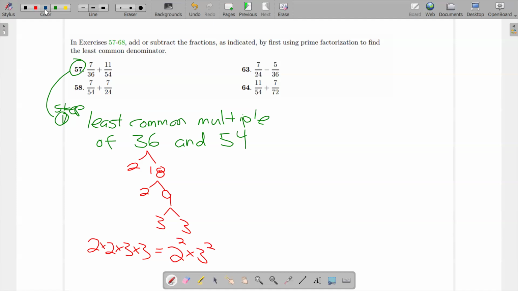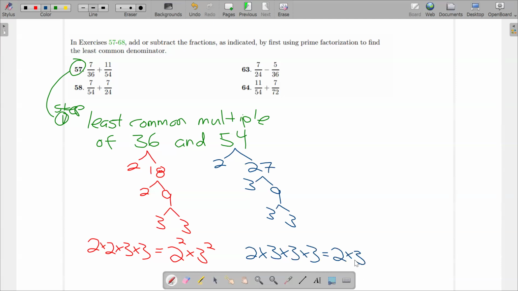Next, I have to do that for 54. 2 goes into 54 27 times, I'm pretty sure. Something I should probably check in a calculator. 2 does not go into 27, but 3 does, because 2 plus 7 is 9. 3 goes into 27 9 times, and then 3 goes into 9 3 times. So that means 54 can be written as 2 times 3 times 3 times 3, or with powers, 2 times 3 to the third power.